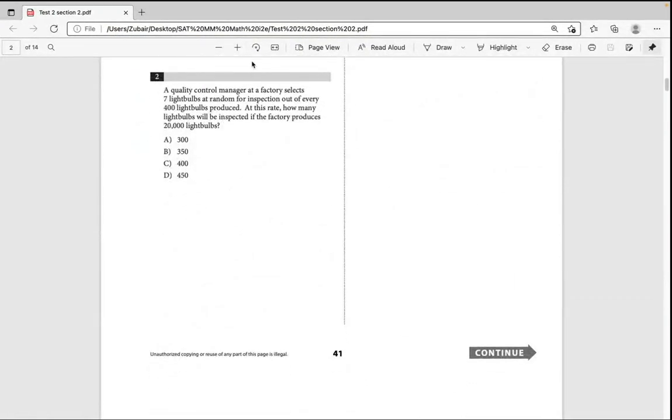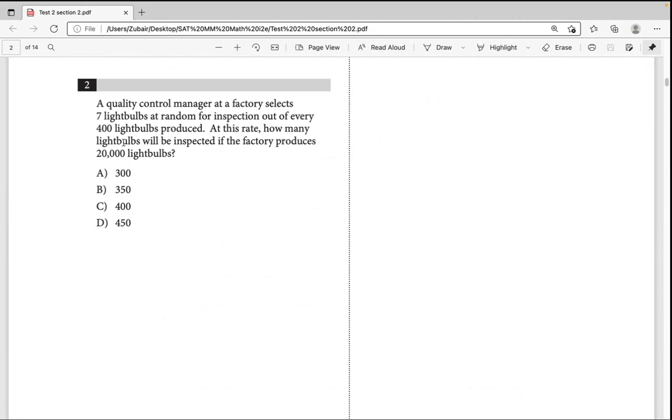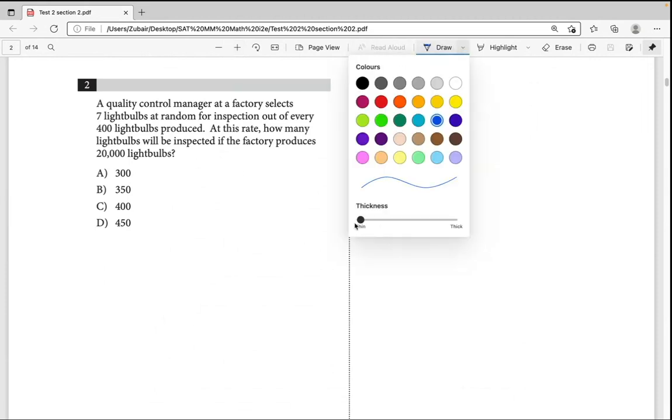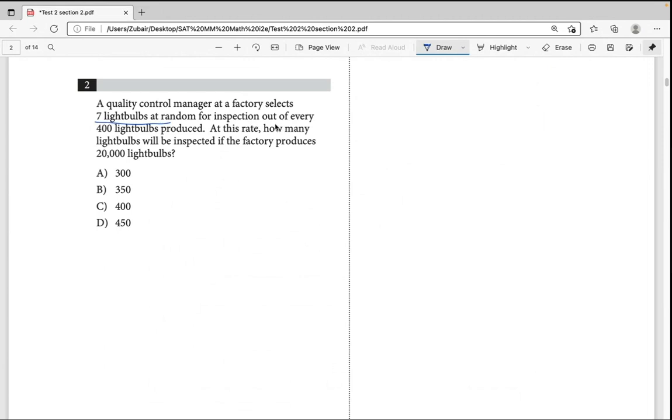Question number two. The quality control manager at a factory selects 7 light bulbs at random for inspection out of every 400 bulbs produced. At this rate, how many light bulbs will be inspected if the factory produces 20,000 light bulbs? So 7 out of 400. So of 20,000, this much is what we are going to get. 7 by 400 into 20,000. So 350. Out of the complete stock, we'll be testing 350 light bulbs.